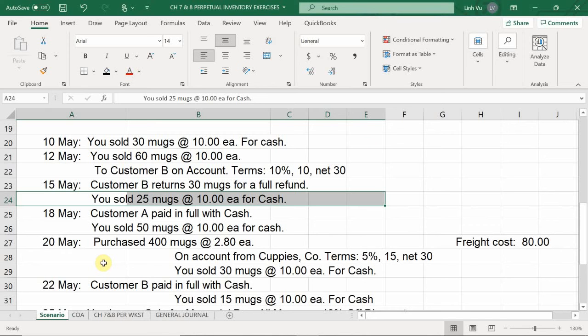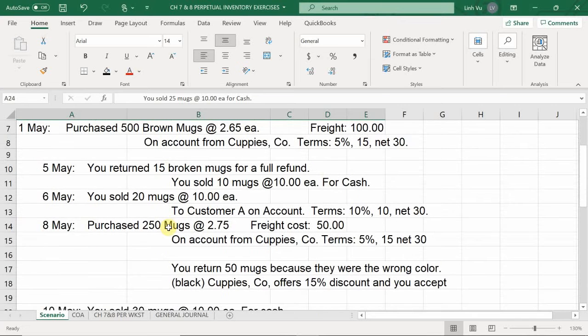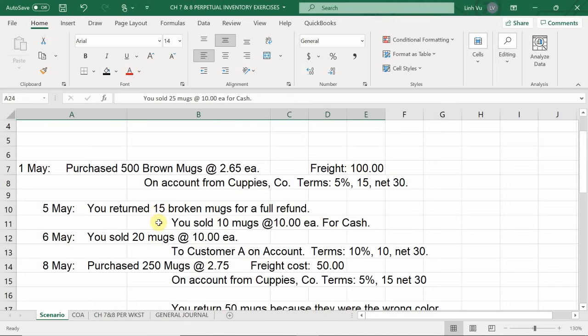So then May 18th rolls around. Customer A decides to pay in full with cash. So in this case, let's take a look at when we actually sold to customer A. We sold 20 mugs to customer A on the 6th of May. Nothing happened here, no returns or any allowances. However, we gave them terms. Now let's see, did they meet the terms?